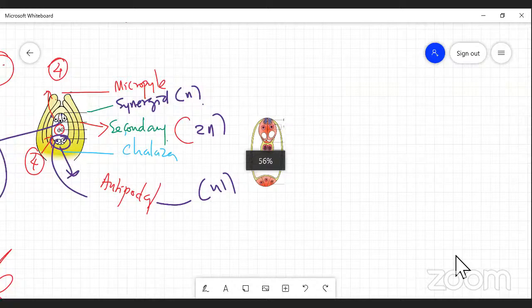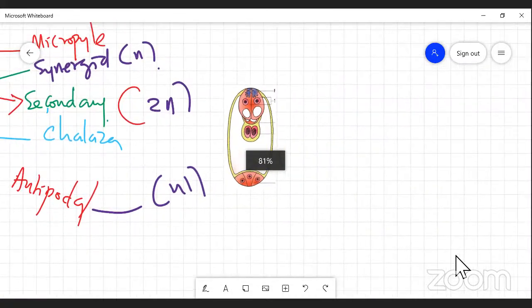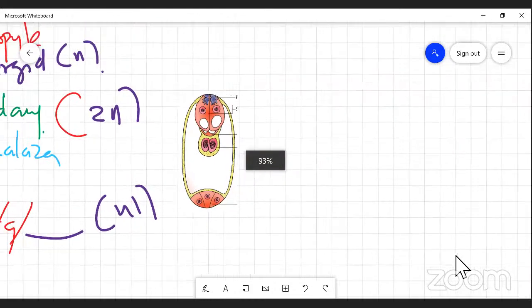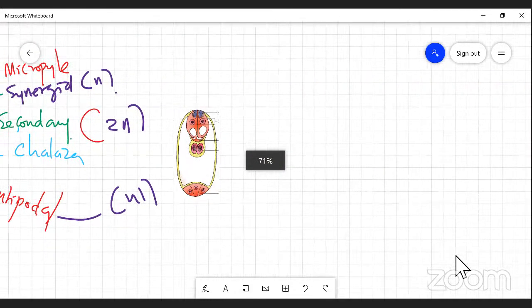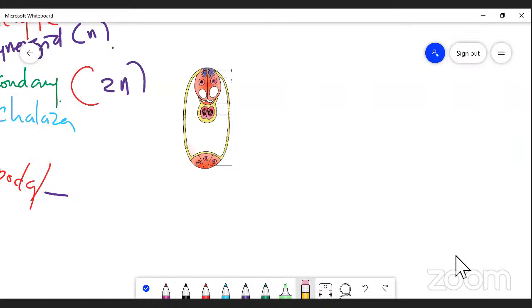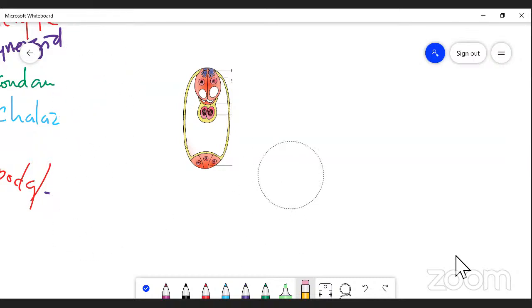So far, we have discussed several stages. Right from the archesporial cell, we have discussed a number of cells, right? This is called a female gametophyte. This structure is known as the embryo sac. I'd like to explain very clearly, no problem, students. This is an embryo sac.